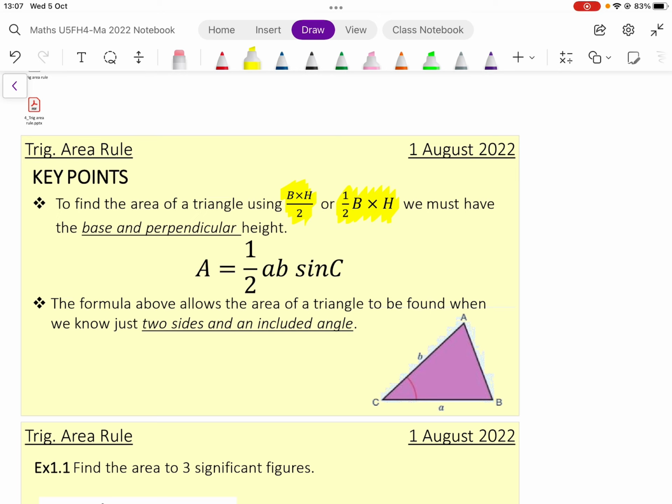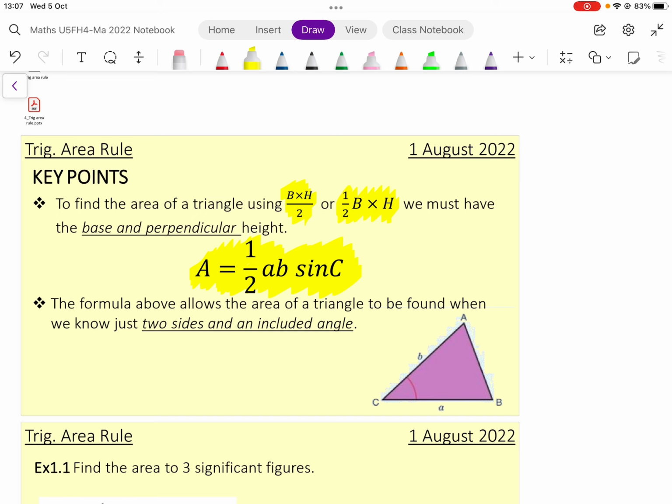But the formula A equals a half ab sine C allows the area of a triangle to be found when we know just two of the sides and an included angle. So we don't necessarily need to know the perpendicular height.